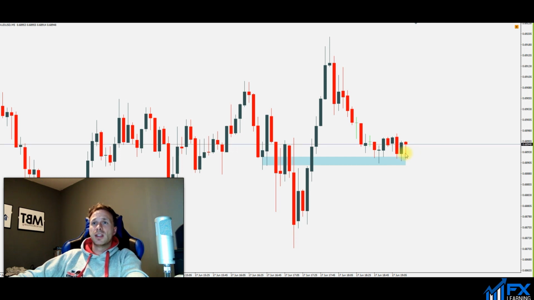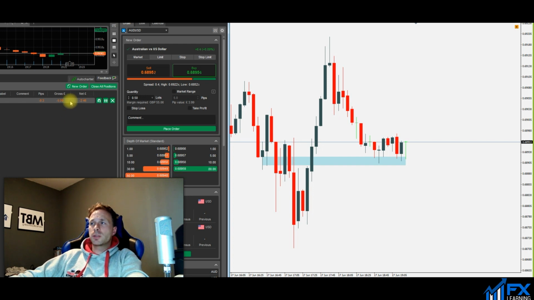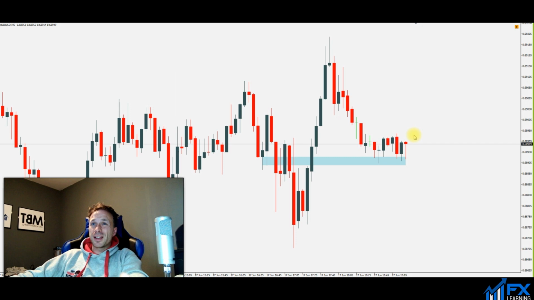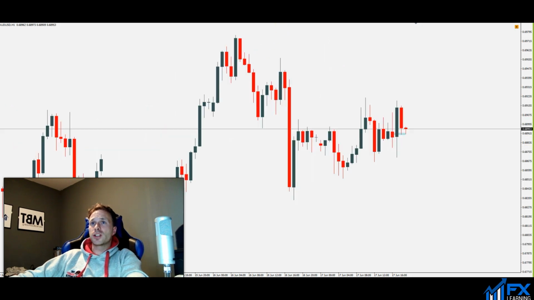Look, as you can see, we're rejecting again from this level. So to be on the safe side, I might actually close this trade off at around 1 or 2 pips in profit. I'm unsure what's going to happen. Hopefully we do push higher, but like I said, if you go over to the higher time frames, it could really go either way here.